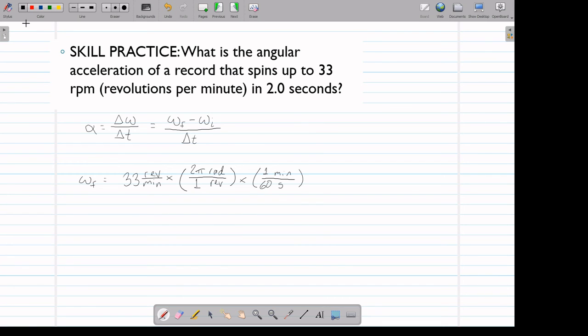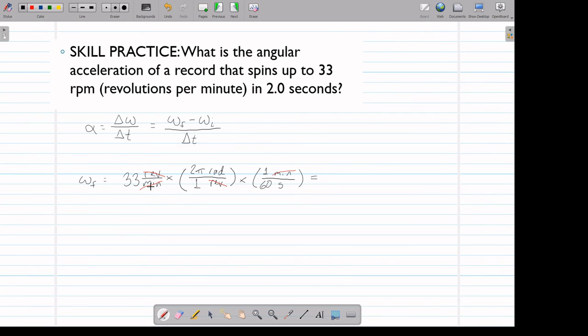And I want to make sure that everything cancels out that's supposed to cancel out. So let's see, I've got revolutions on the top and I have revolutions on the bottom, so they're going to cancel out. I have minutes on the bottom, and over here I have minutes on the top, so they're going to cancel out. And the only thing that does not cancel out are radians and seconds. So this is going to work for changing revolutions per minute into radians per second.